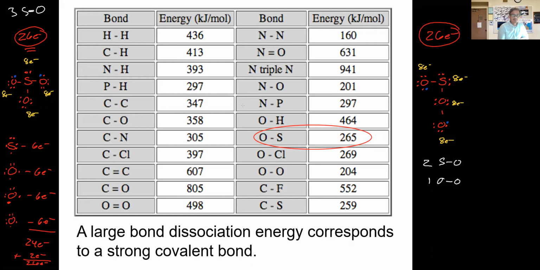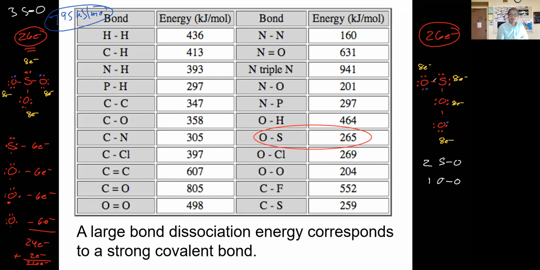3 SO bonds, okay? Each SO, sulfur oxygen, single bond here is 265. So the total bond energy that we should expect here is going to be about 795 kilojoules per mole. And that's what we see here.